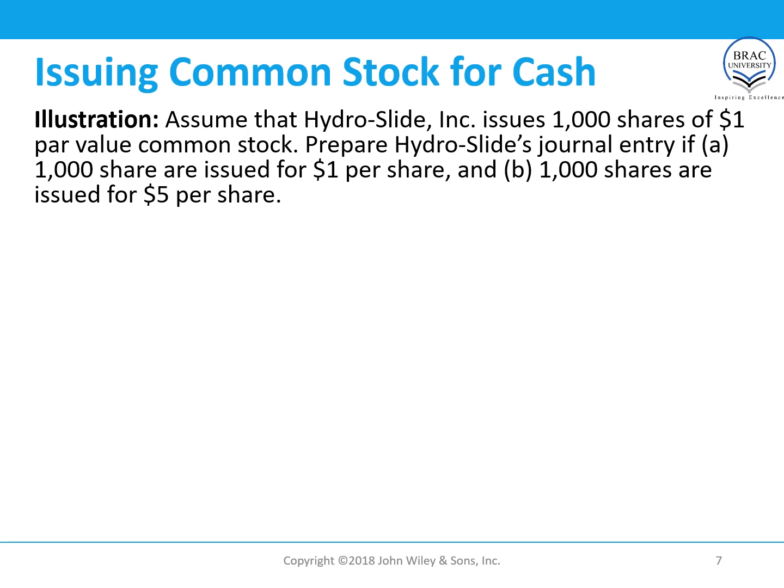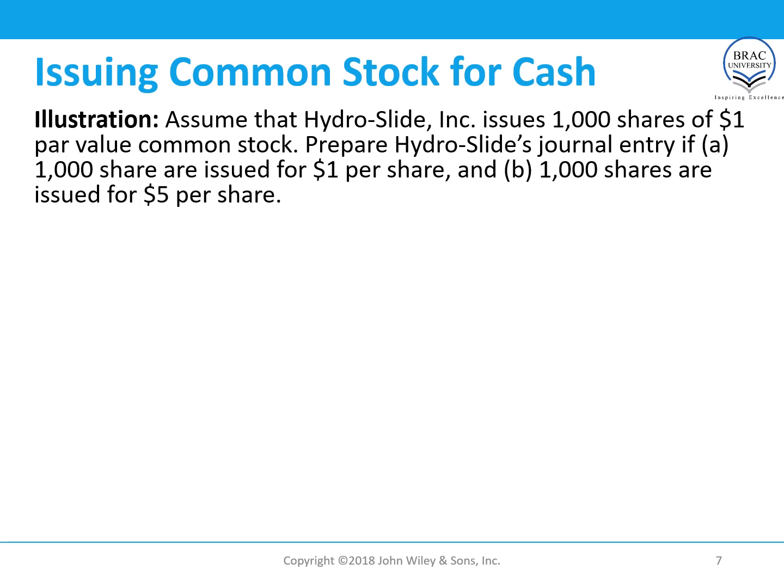So let us just consider an example for that. Assume that Hydroslide Inc. issues 1,000 shares of $1 par value common stock. Prepare Hydroslide's journal entry if 1,000 shares are issued for $1 per share and 1,000 shares are issued for $5 per share. So in this case, what should be the journal entries? First of all, it is said that the 1,000 shares are issued for $1 per share. That means there is no additional amount received by the corporation due to the issuance of 1,000 shares.